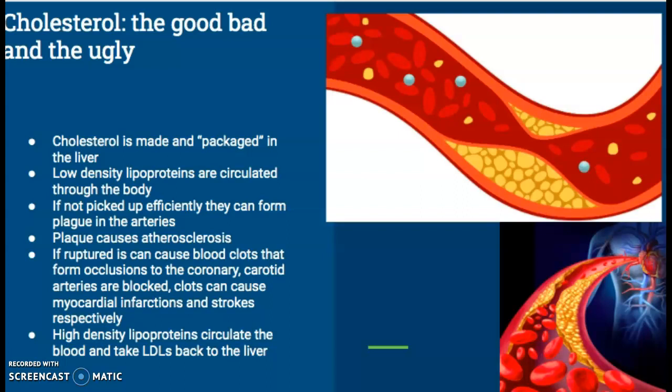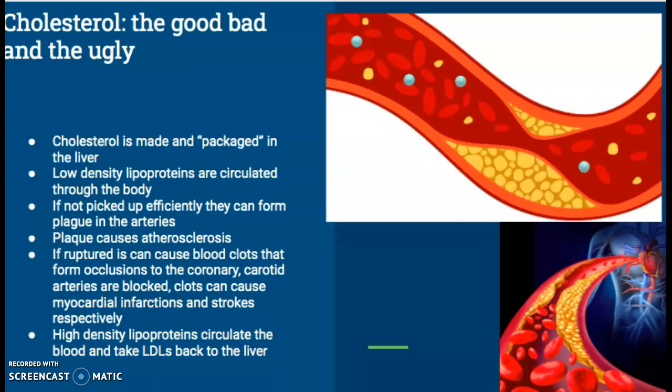And if ruptured, it can cause blood clots that form occlusions. If it reaches the coronary arteries or the carotid arteries and they are blocked, the clots will cause myocardial infarctions and strokes, respectively.